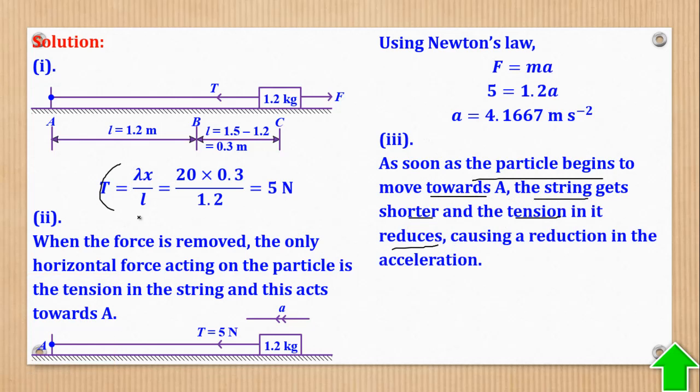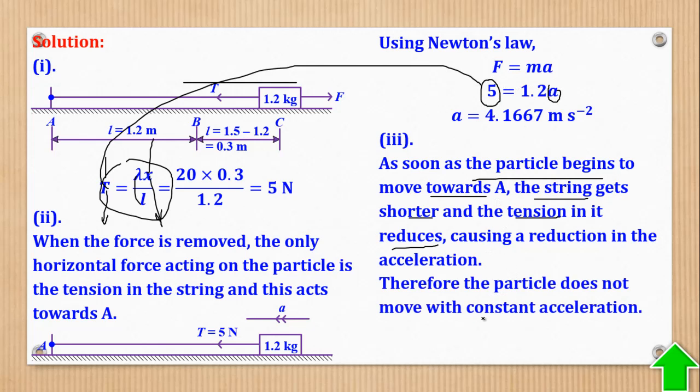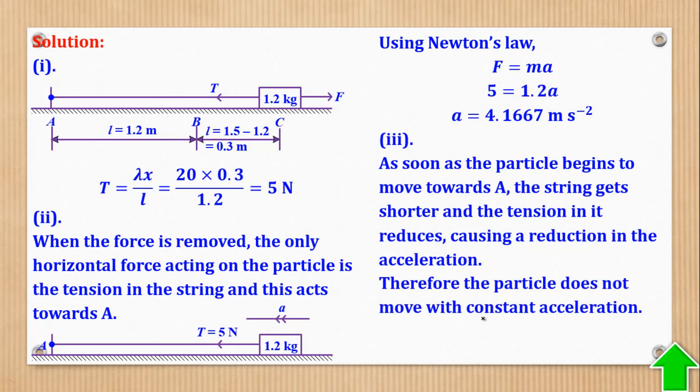Remember this formula, this is a constant. So as this one increases, this will increase. But now when the particle is moving this side, x keeps on reducing, meaning tension must also reduce. And because tension reduces, the acceleration will also reduce. Therefore, the particle does not move with constant acceleration.